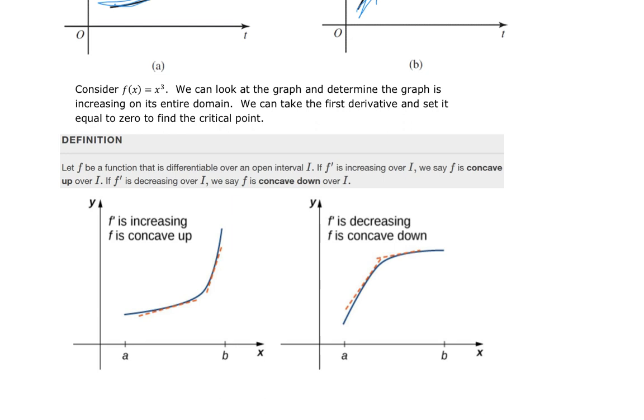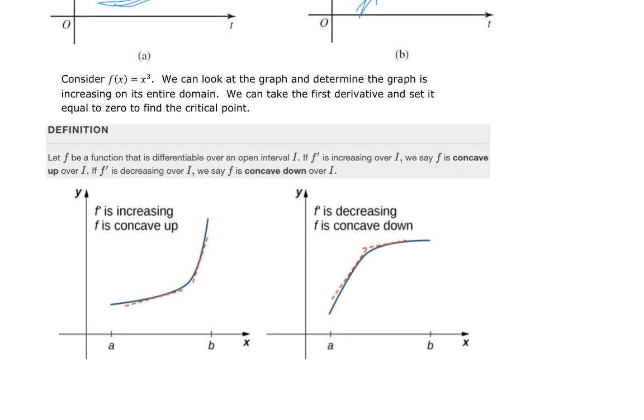Let's look at our first definition. Let f be a function differentiable on an open interval I. If f prime is increasing on I, then we say f is concave up over I. If f prime is decreasing, then we say it is concave down over I. So if my derivative is increasing, we are concave up. And if my derivative is decreasing, we are concave down.